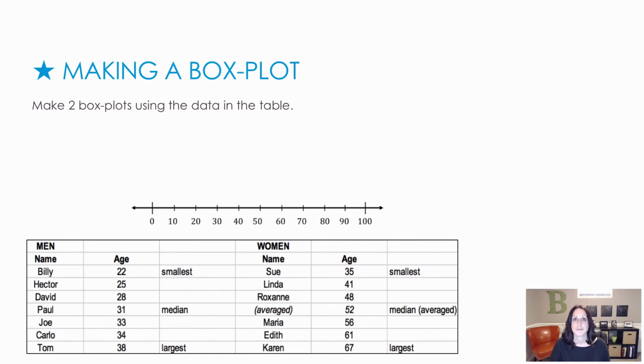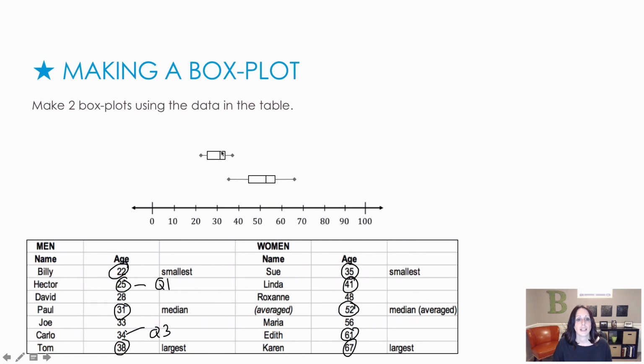So for the men, again, I've got a smallest value of 22, a median of 31, and a largest of 38, and then I would look then at 34 being my Q3, and at 25 being my Q1. Same thing over here. I've got median, that's the one in the middle. Half of this data, that would be 41, half of this data would be 61, and then the smallest and the largest. So using those values, I should get these box plots, and again, you could find those fences.